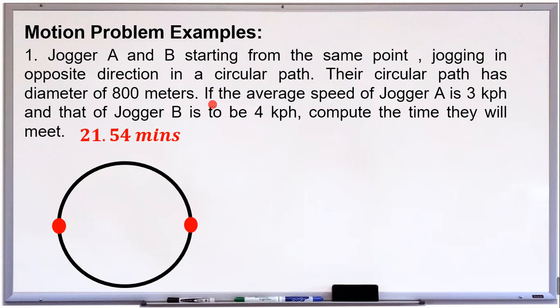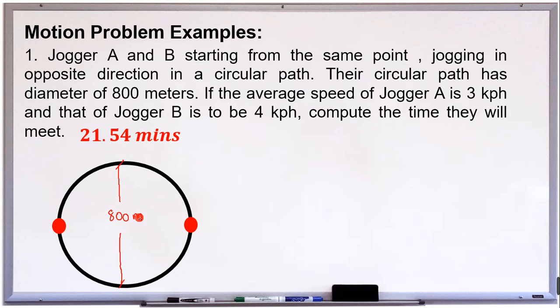Their circular path has a diameter of 800 meters. So this one measures 800 meters. Now for motion problems, make sure to be familiarized with the conversion units, especially for the unit of distance and unit of time.